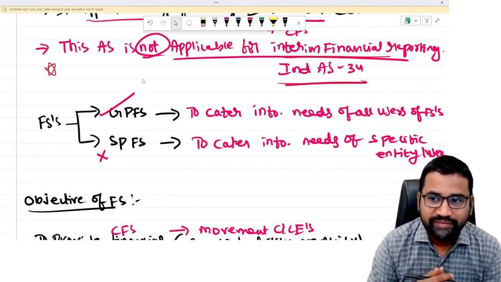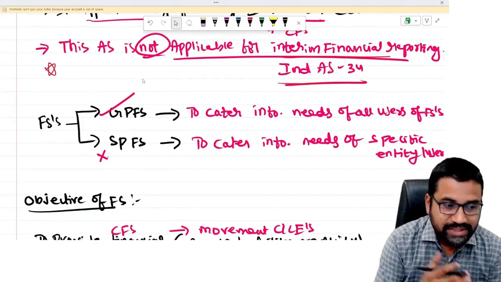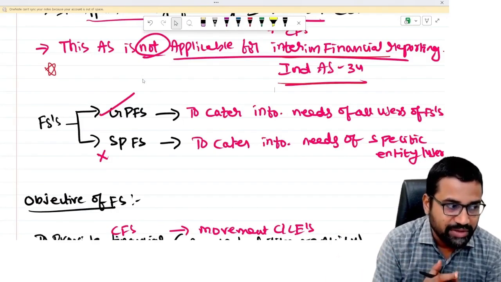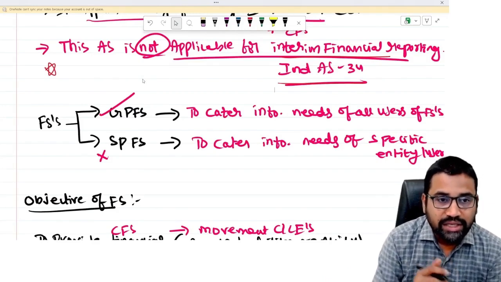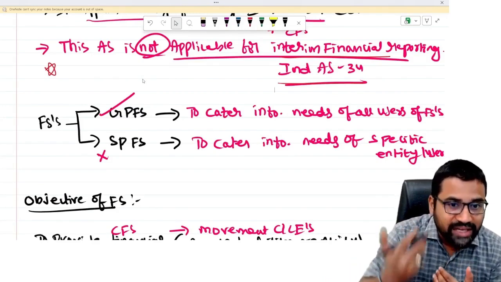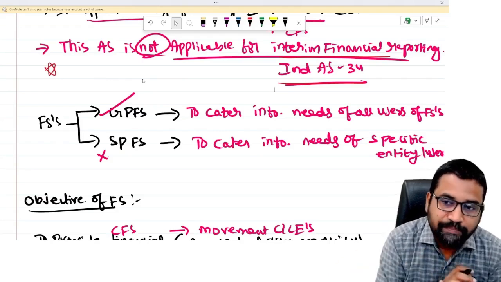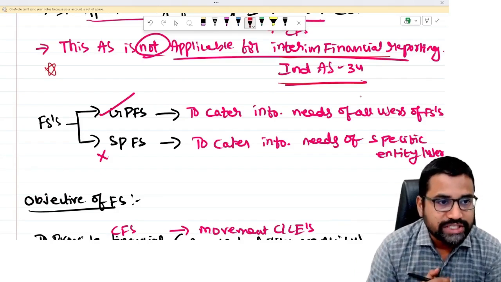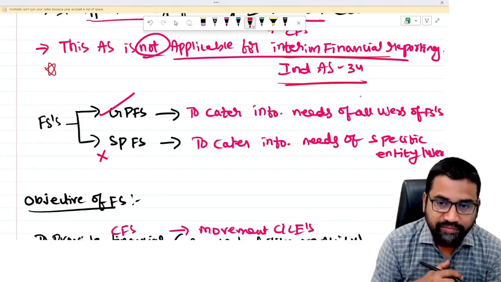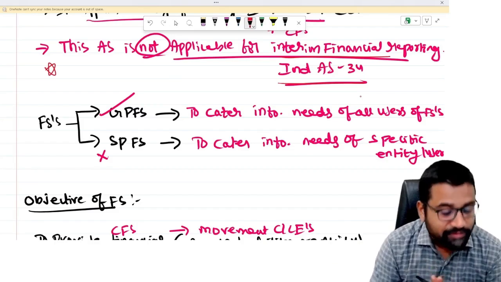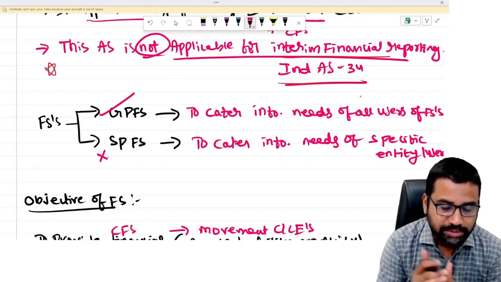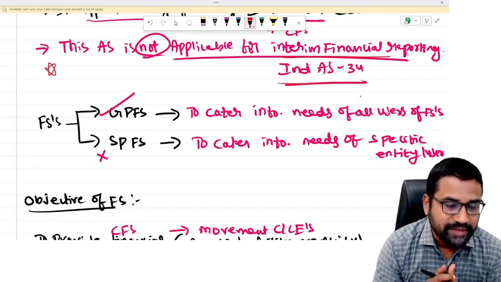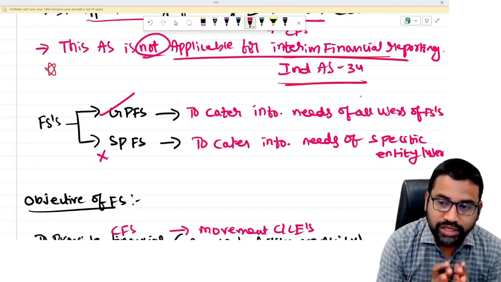What is this interim financial reporting? Listed companies prepare financial statements quarterly, or sometimes half yearly. Whenever they make any interim financial reporting, interim financial statements, there is a separate standard, Ind AS 34. So this standard is not applicable for interim financial reporting. Remember this. For normal financial statements, which we prepare every year, this standard is applicable. But for interim financial reporting, Ind AS 34 applies, and this standard is not applicable.